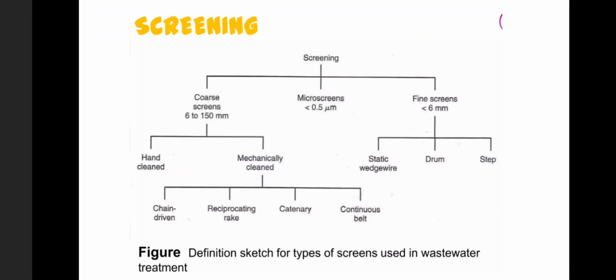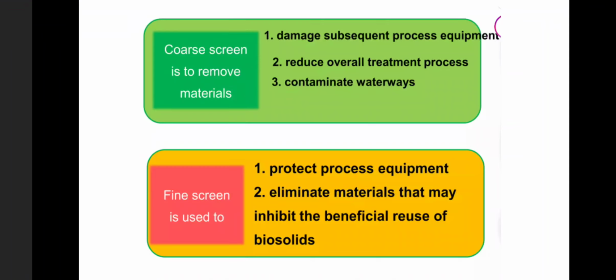The core screen can be cleaned with two methods: hand clean and mechanically clean. In the hand clean method, it is cleaned purely by physical hands, and the mechanically cleaned method uses machines. But the fine screens can be cleaned only by mechanical means. There are three types: static wedge weir type, drum type, and step type. For the core screens of particle size 6 to 150 mm, the mechanical clean type is further classified into four: chain driven, reciprocating rake, catenary, and continuous belt. Further, we will discuss these different types.